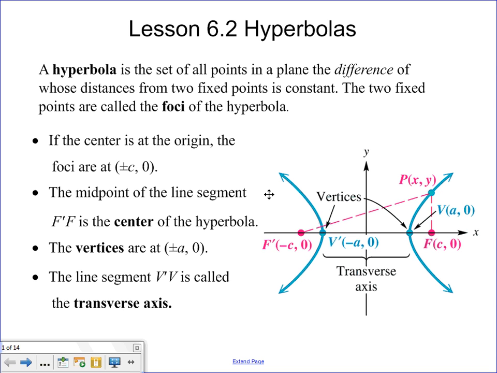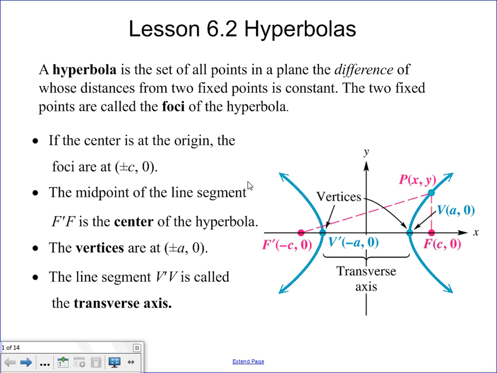Okay, this is lesson 6.2. We're going to talk about hyperbolas in this lesson. The mathematical definition for a hyperbola is the set of all points in a plane where the difference of the distances from two fixed points is constant. The two fixed points are called the foci of the hyperbola.